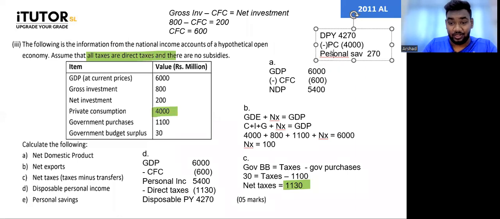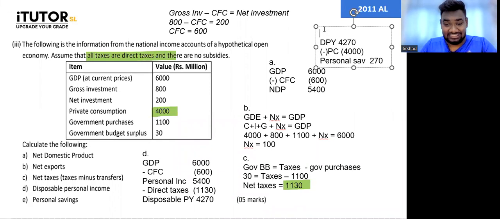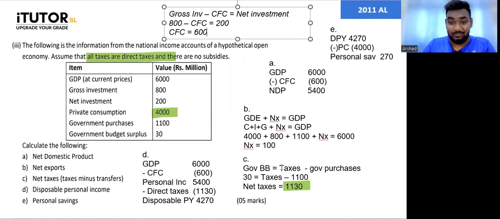How I got to this? This is the last one. This is E. So how many of you all got all 5 of this correct? A, B, C, D, E without looking at the answer.